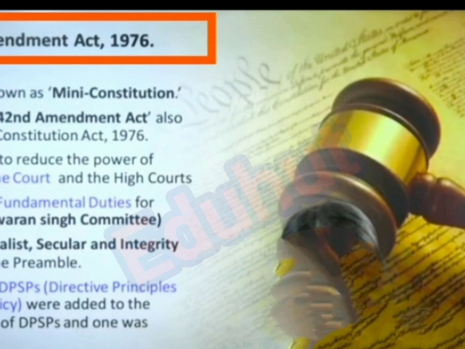42nd Amendment Act 1976. It is also known as the Mini Constitution. The 42nd Amendment Act, also called the Constitution Act 1976, attempted to reduce the powers of the Supreme Court and the High Courts, and laid down fundamental duties for the citizens. The terms socialist, secular and integrity were added to the Preamble. Three new DPSPs were added to the existing list of DPSPs and one was amended.